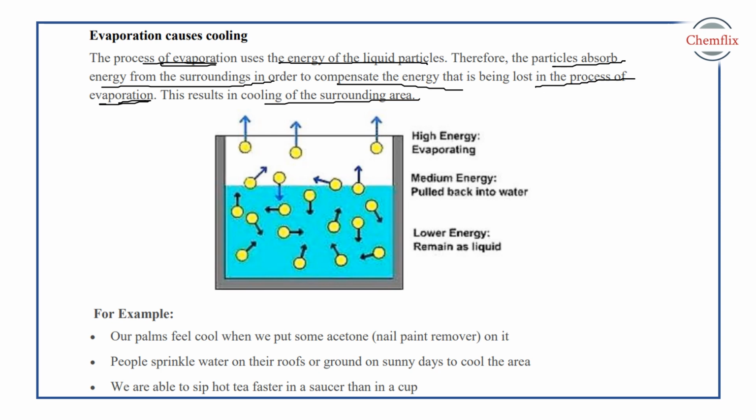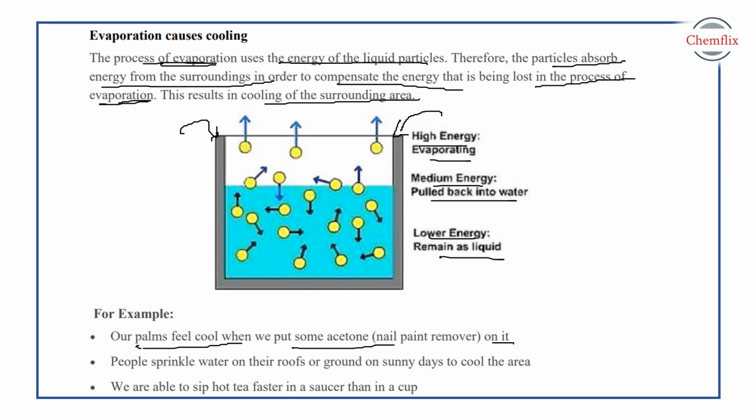Listen here to this figure. High energy particles evaporate. Medium energy particles pull back to water. Lower energy particles remain as liquid. So high energy is needed for evaporation. Where does it get that high energy? It is from the surroundings, and because of that, cooling occurs. For example, our palms feel cool when we put some acetone on them.